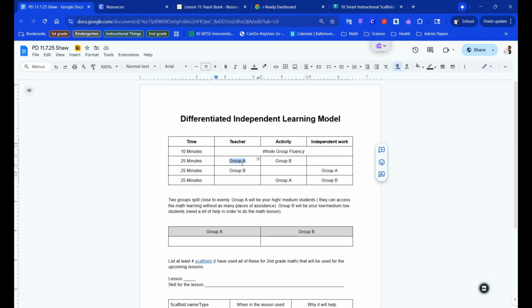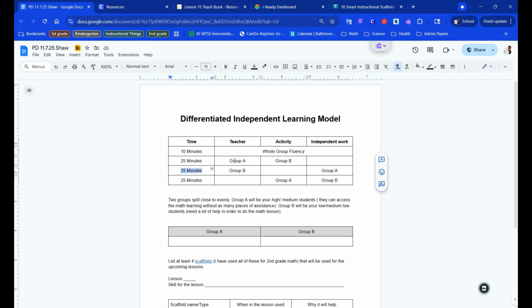During this first rotation, group A is with me, learning whatever the math lesson is. Group B is doing an activity either at their desk or with a partner. Typically, it would just be an iReady My Path lesson, but sometimes it could be an activity that will help build their skills towards what I was teaching or towards something that they had a deficit in. So Group A is with me, and Group B is by themselves, being independent, doing activities that will help them learn. After that 25 minutes, we go to the second rotation.